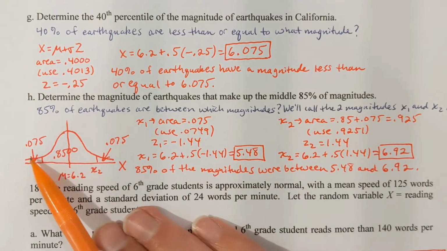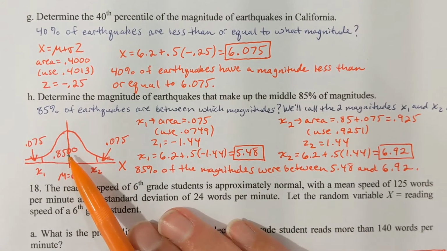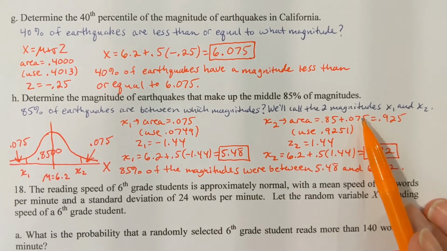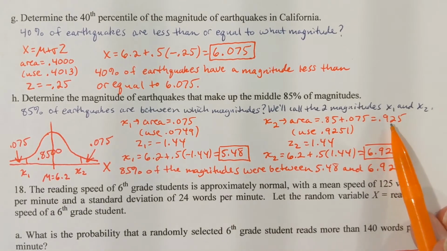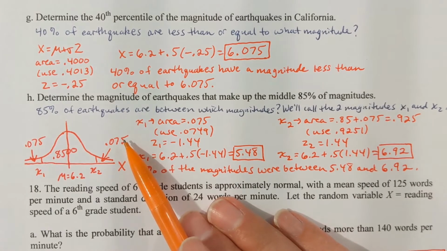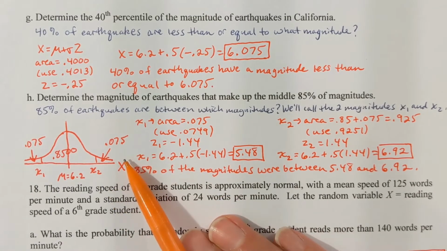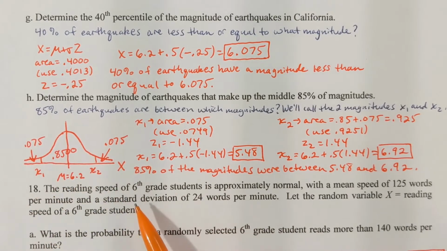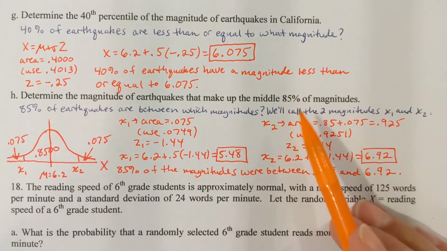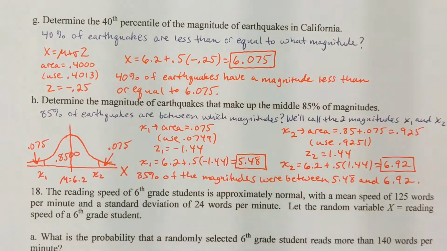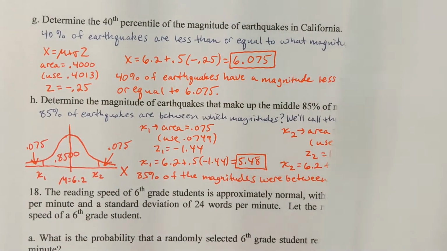So the total area to the left of x2 would be where I take 0.8500 plus 0.075, or that would give me 0.9250. Well, if I've got 7.5% of the information is bigger than x2, then the other 92.5% of the information is going to be less than x2, right? And again, I want to be calculating the z-score here and using this formula x equals mu plus sigma times z. So let's go to the chart and look up that area.